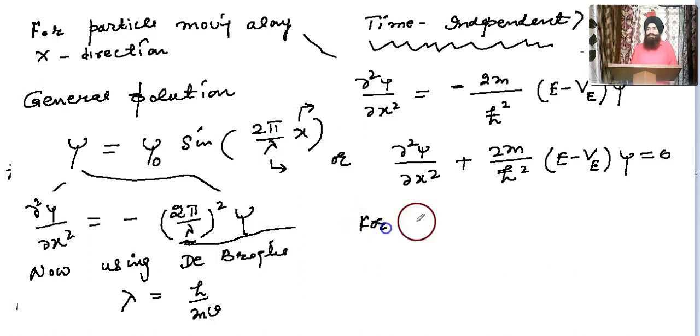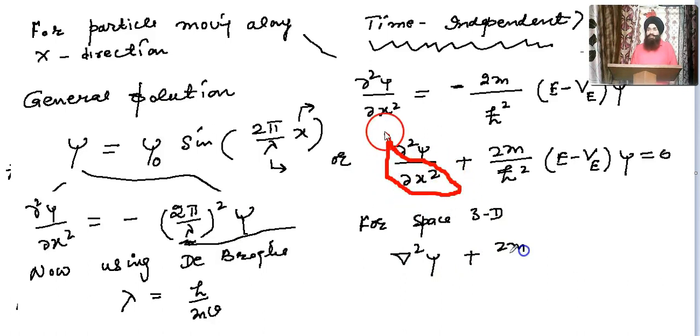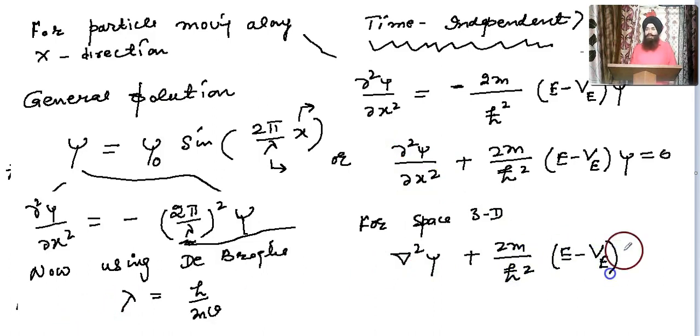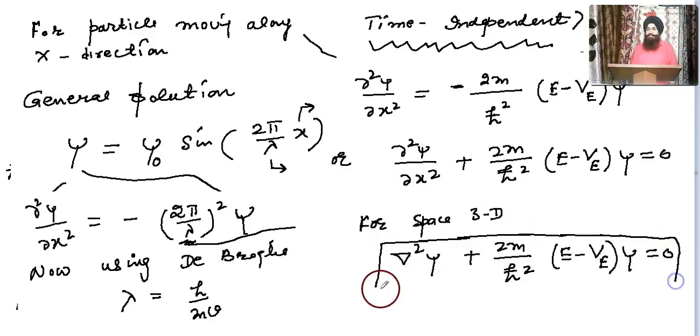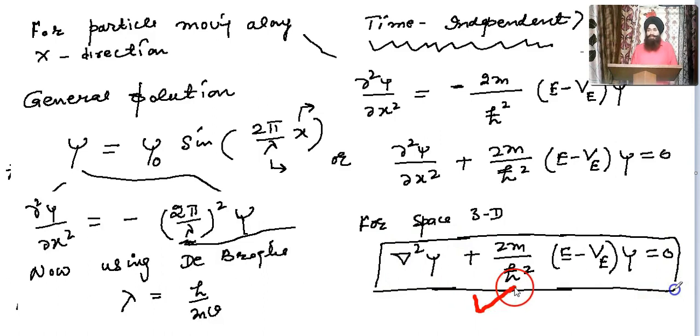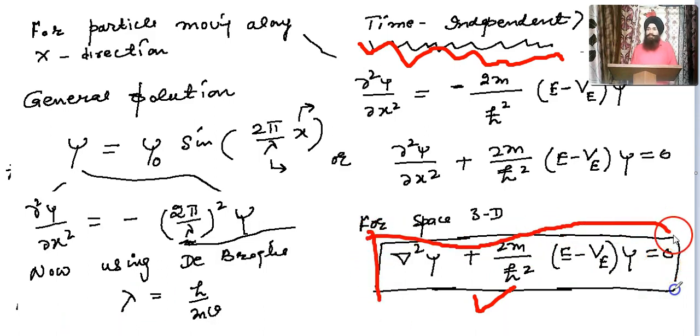Now for three dimensions, this ∂²/∂x² is replaced by del squared, ψ into this equals 0. So this is a very, very important equation, the time independent Schrödinger equation: del squared ψ plus 2m over ħ² (E minus V) ψ equals 0. Always remember the Schrödinger equation, time independent.